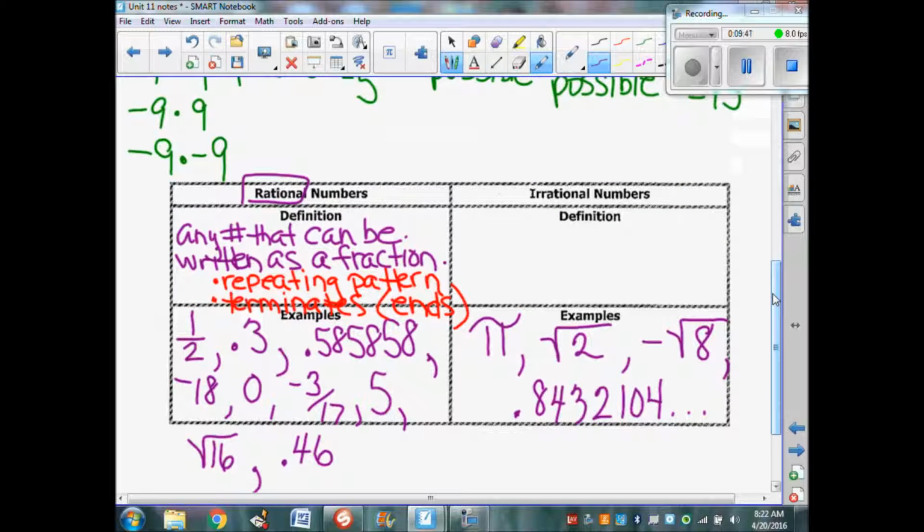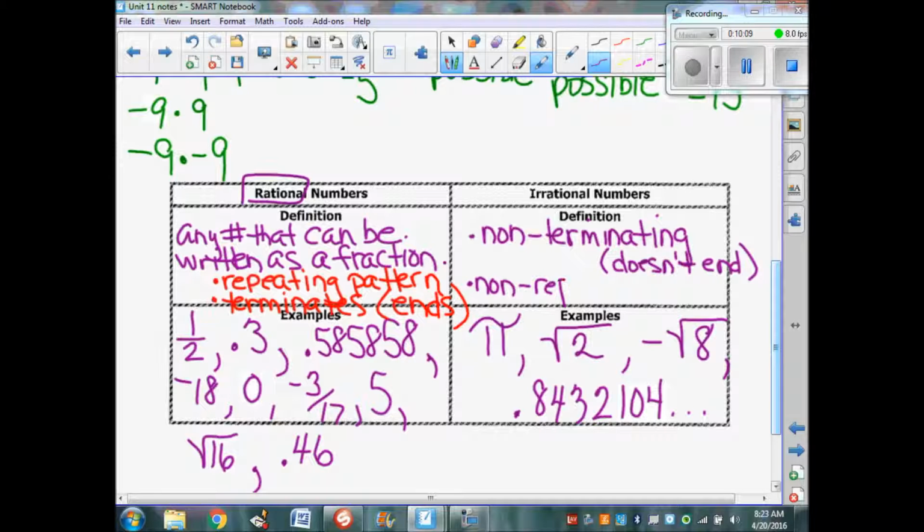So, a definition for an irrational number, okay, it's non-terminating. It's not terminating, so it doesn't end. Okay, so let's put that in parentheses: doesn't end. And it's non-repeating, so it doesn't repeat. No pattern. Okay? Doesn't repeat.